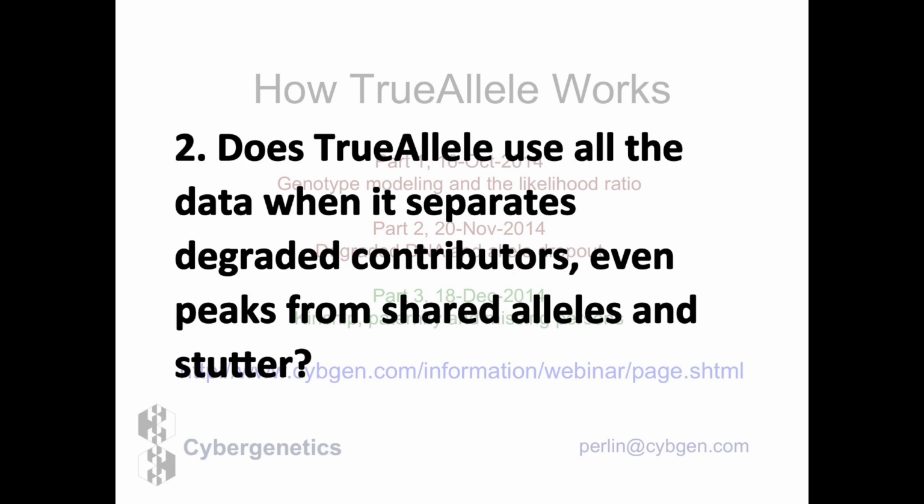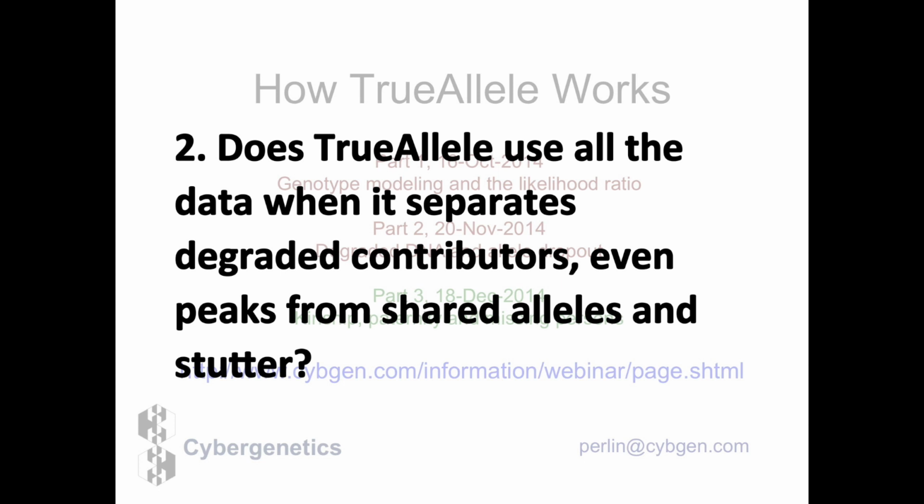A second question is, does TrueAllele use all the data when it separates degraded contributors, even peaks from shared alleles and stutter? Yes, it does. TrueAllele always uses all the data. It doesn't use information buried in the background noise down at 5 or 10 RFU unless you ask it to. But it always uses all the data, and it works out with pattern comparisons of proposed genotypes and other variables, including stutter, against the data to determine which genotypes, stutter values, and degradation parameters are more probable than others. It works out the probability distribution.